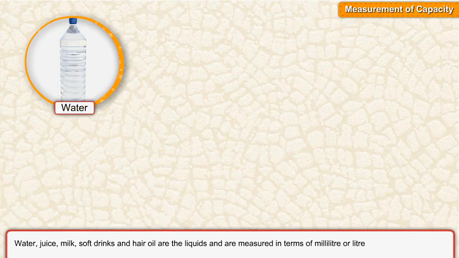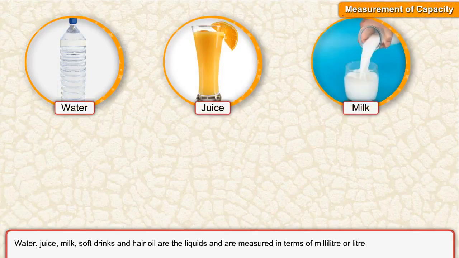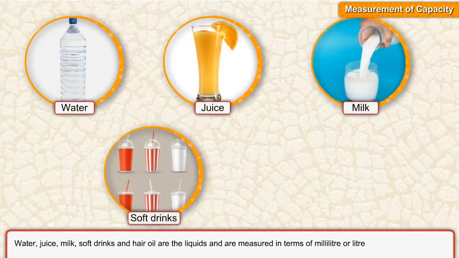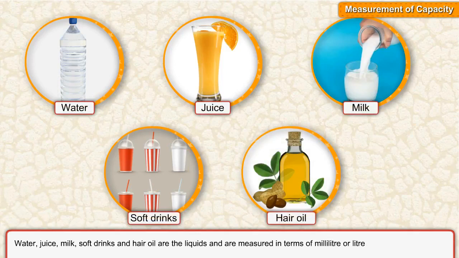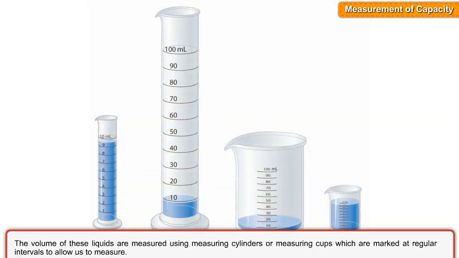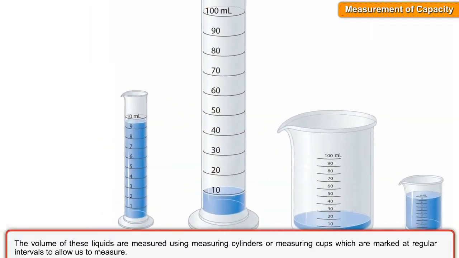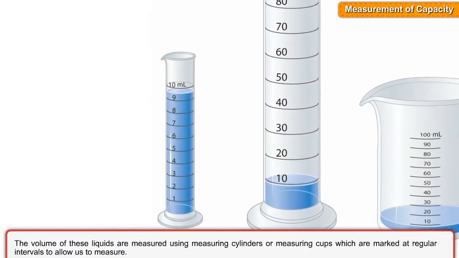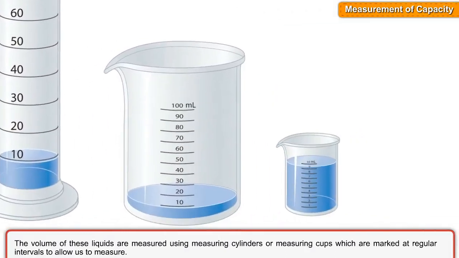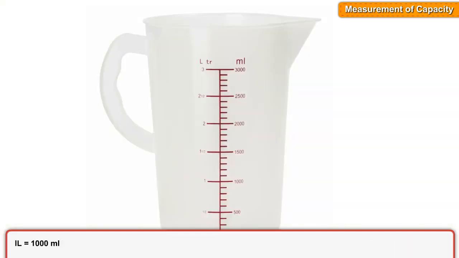Water, juice, milk, soft drinks, and hair oil are the liquids and are measured in terms of milliliter or liter. The volume of these liquids are measured using measuring cylinders or measuring cups, which are marked at regular intervals to allow us to measure. 1 liter is equal to 1000 milliliter.